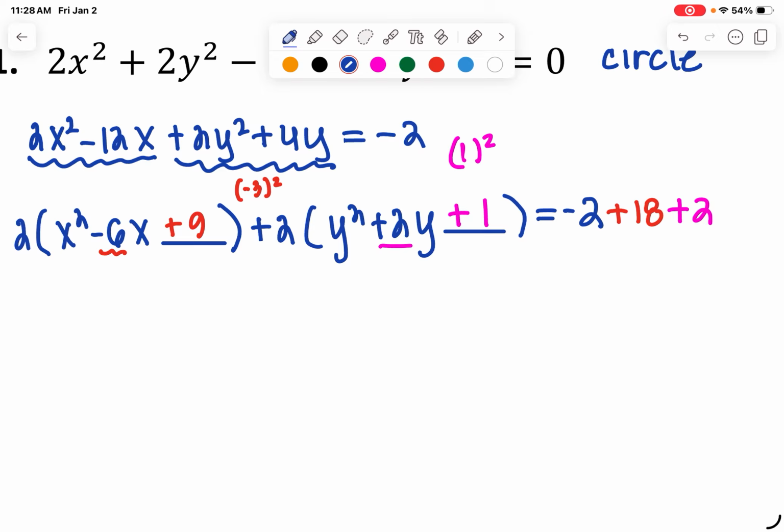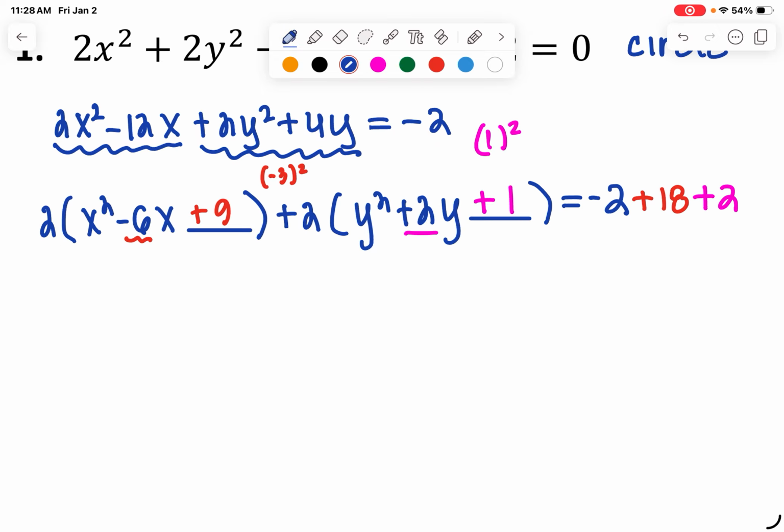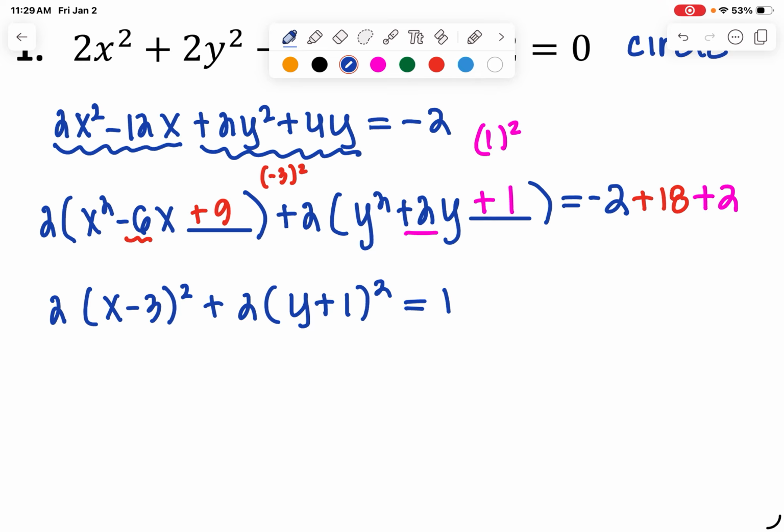All right, so now we are going to factor, so we have binomial squareds. So we have 2 times x minus 3 squared. All right, x minus 3 times x minus 3 gives us x squared minus 6x plus 9. Plus 2 times y plus 1 squared, because y plus 1 times y plus 1 is y squared plus 2y plus 1. Equals, combine those 3 numbers, that's 18. All right, now it almost looks like a circle.